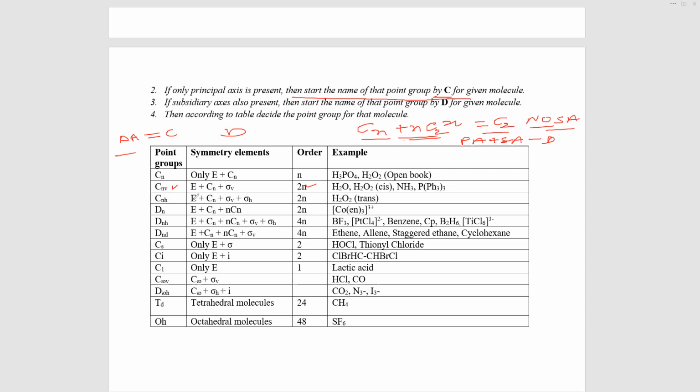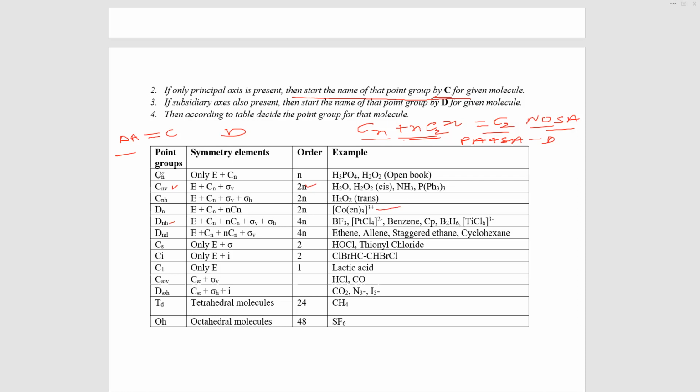For the Cnh point group: E, Cn, sigma h. Sigma v may or may not be present. The order of that group is 2n. Trans H2O2 is an example of this. For Dn: E will be present, Cn will be present, and n C2 will be present. Its order is 2n, and the ethylenediamine cobalt(III) complex is an example.